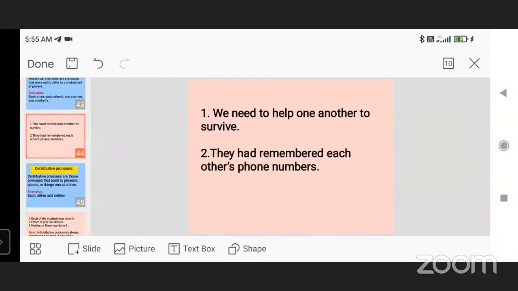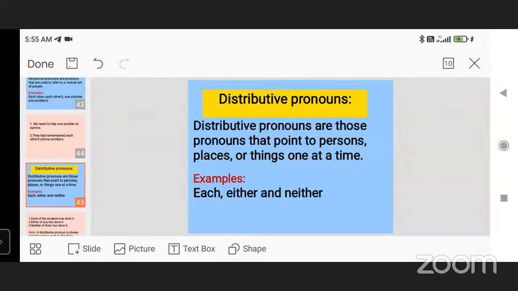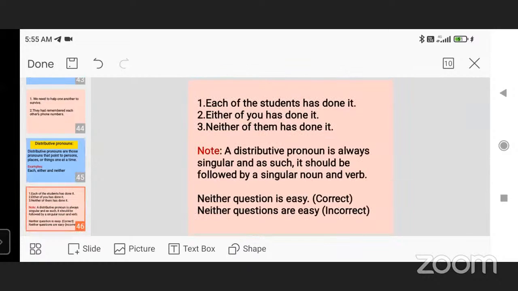Next is the distributive pronoun. Distributive pronouns are those pronouns that point to a person, place or thing, one at a time. Distributive pronouns always come in singular format, and they come with a singular verb. Okay? So each, either and neither are the keywords. We can call them keywords rather than examples. So here are the examples.